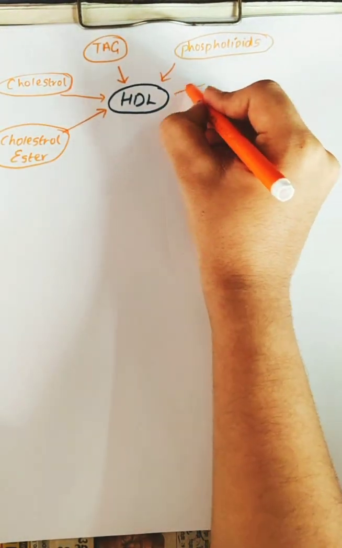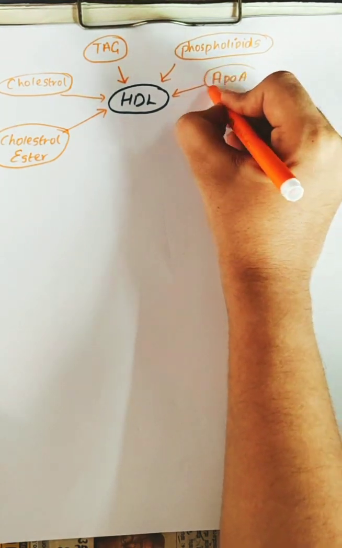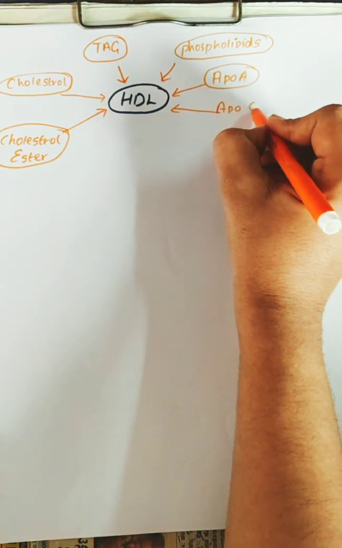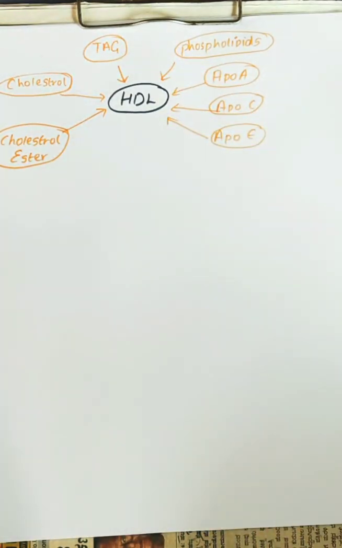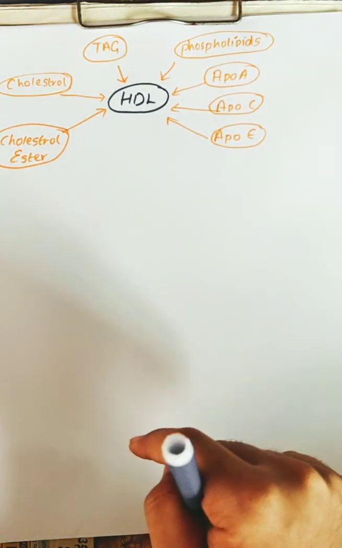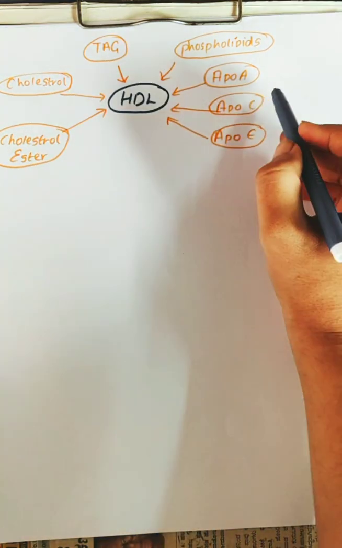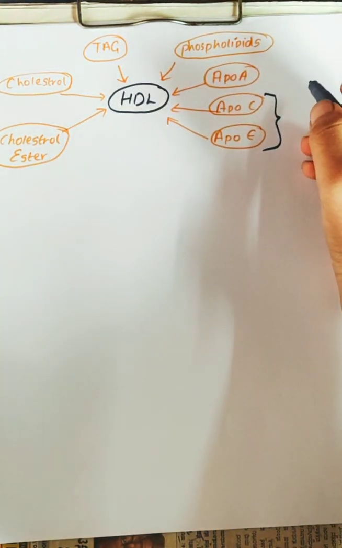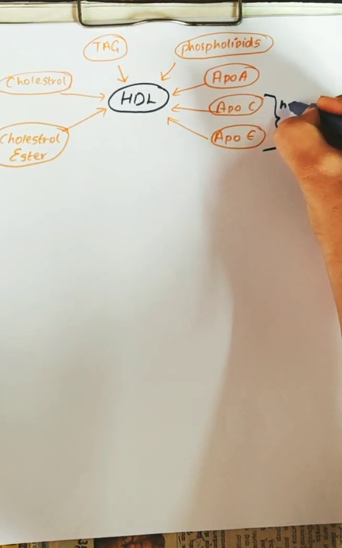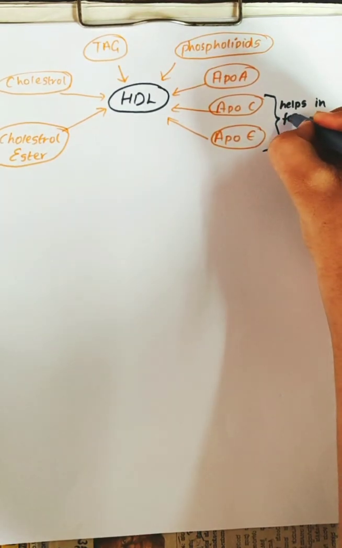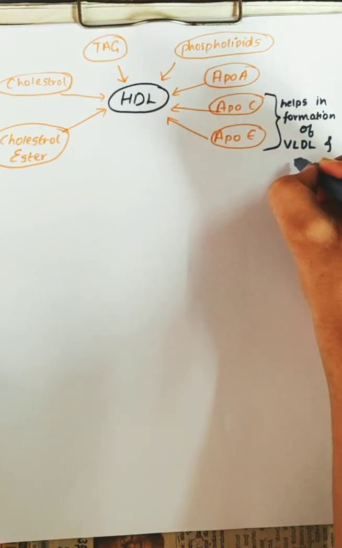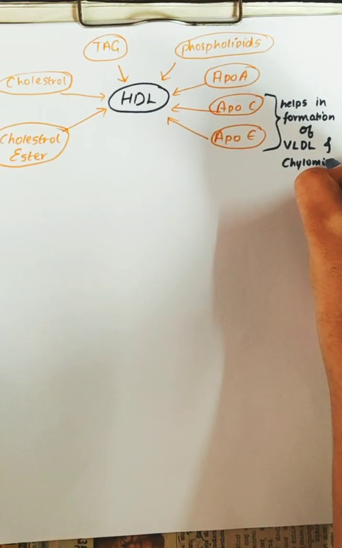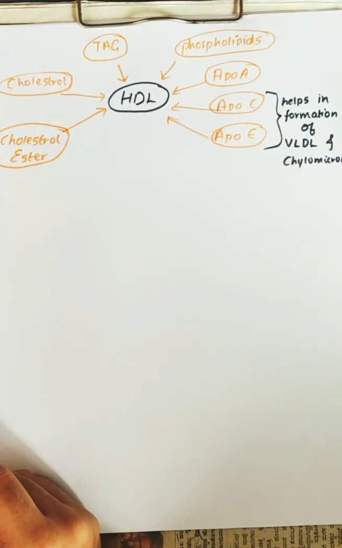formation. Next, here there is ApoA, ApoC, as well as ApoE. ApoB is absent. ApoB is present in LDL and absent in HDL, whereas ApoA is present in chylomicrons as well as HDL. So remember these two things. ApoC and ApoE help in the formation of VLDL as well as chylomicrons.